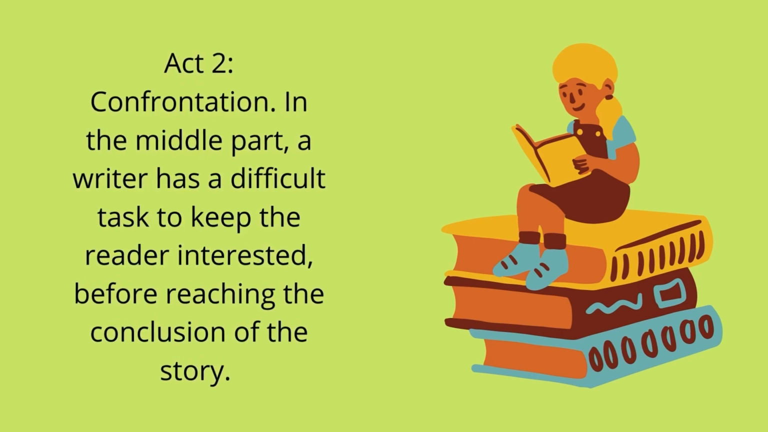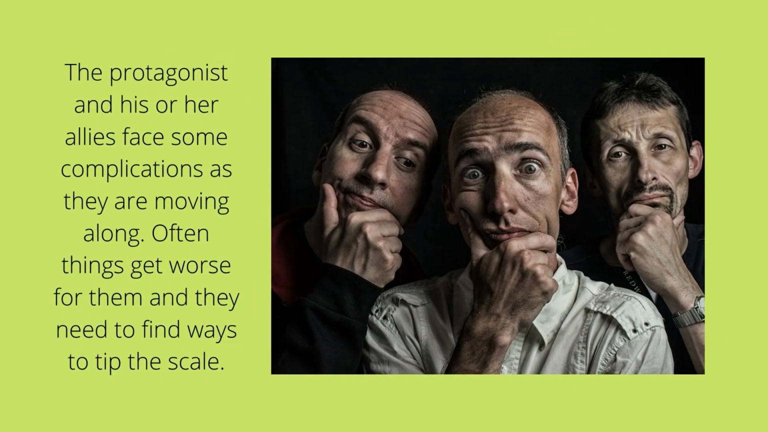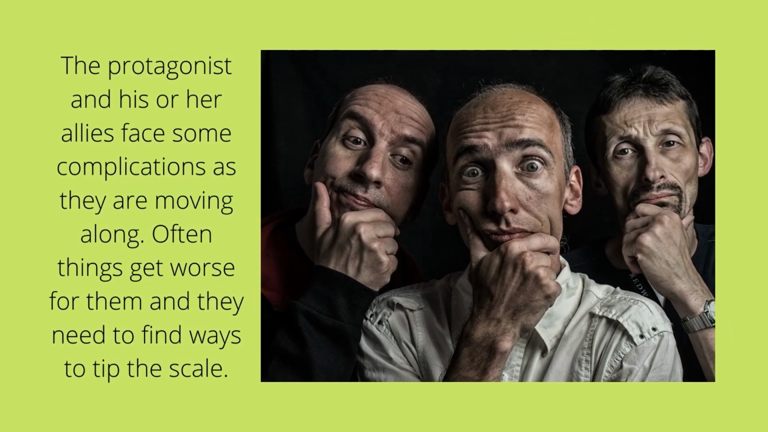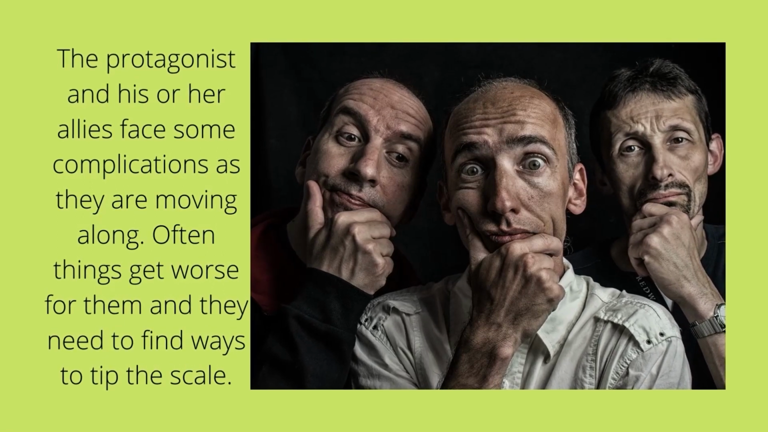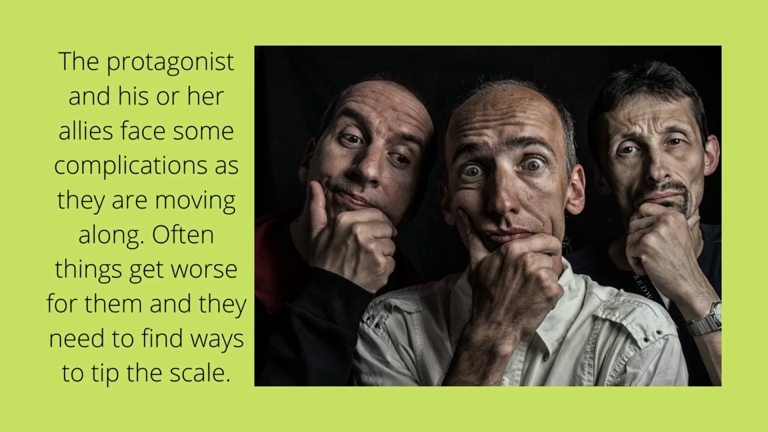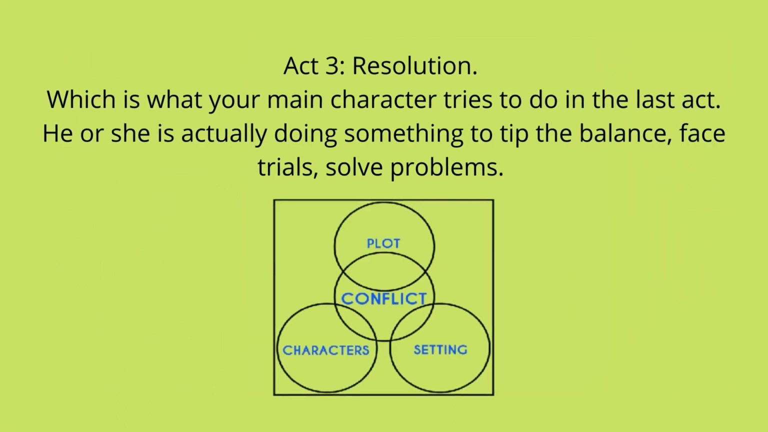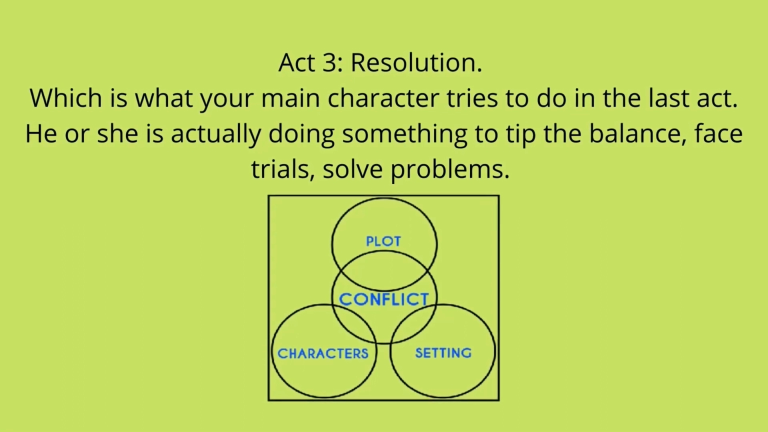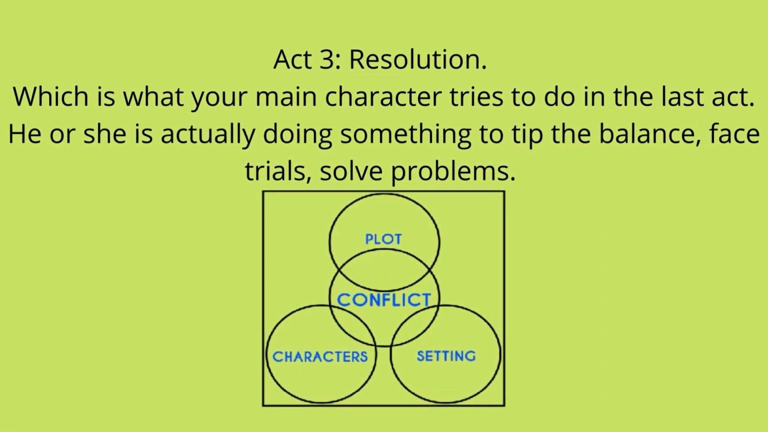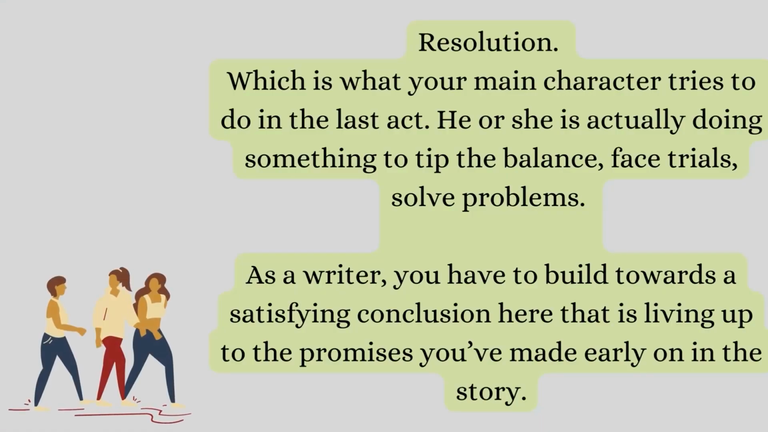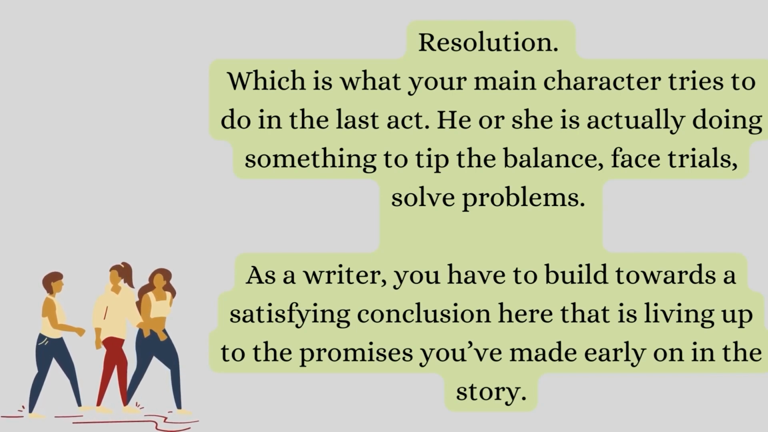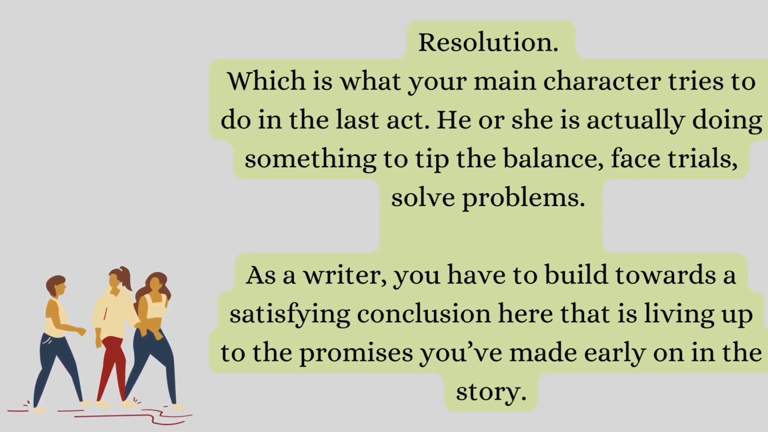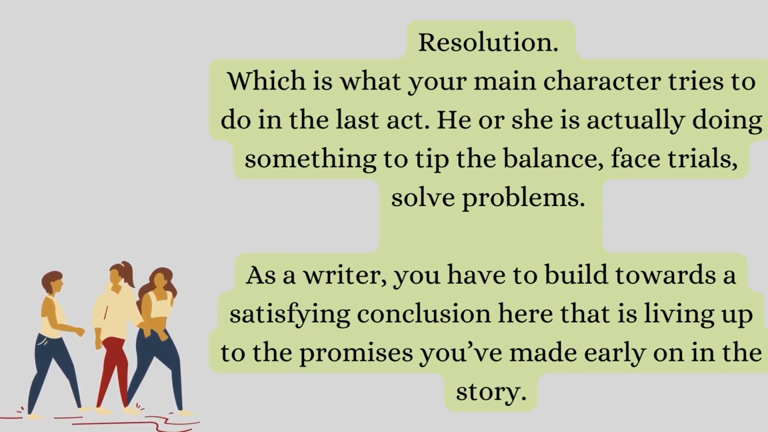The writer has to build the story up to its climax. Now the protagonist and his or her allies face some complications as they are moving along. Often things get worse for them and they need to find ways to tip the scale. And then comes Act 3, the resolution. What is it that your main character tries to do in the last act? He or she is actually doing something to tip the scale, face trials, solve problems. So as a writer, you have to build towards a satisfying conclusion here, that is living up to the promises that you made much earlier on in the story.